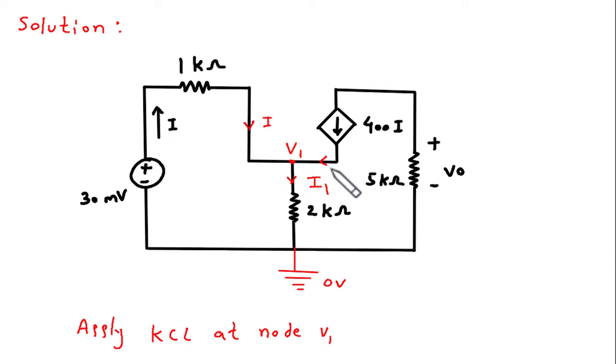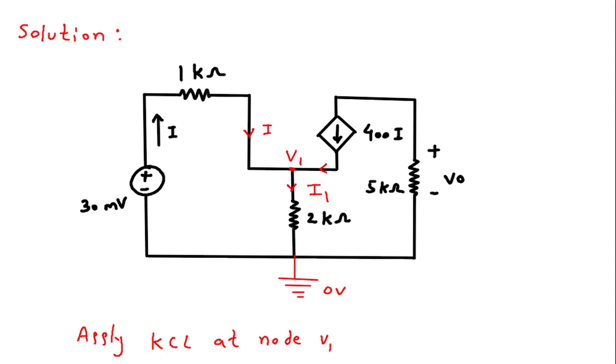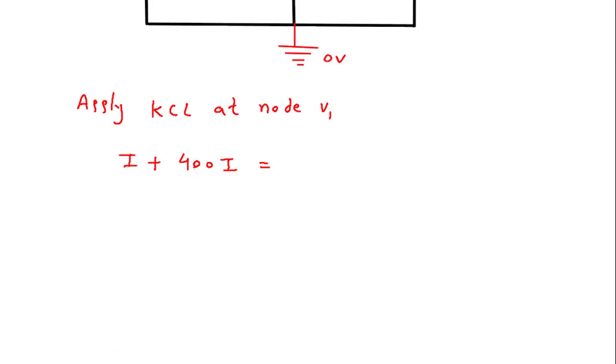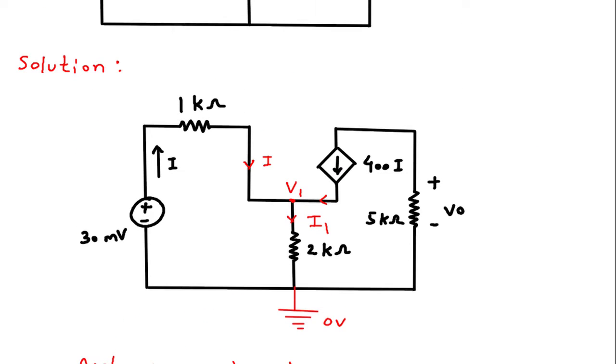Summation of all the entering current is I plus 400 I, which is equal to summation of all the leaving current. Leaving current is I1. This will be 401 I is equal to I1.